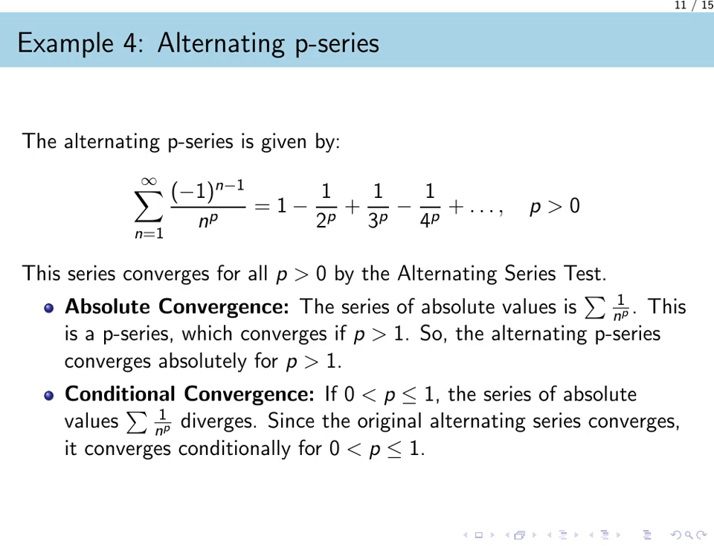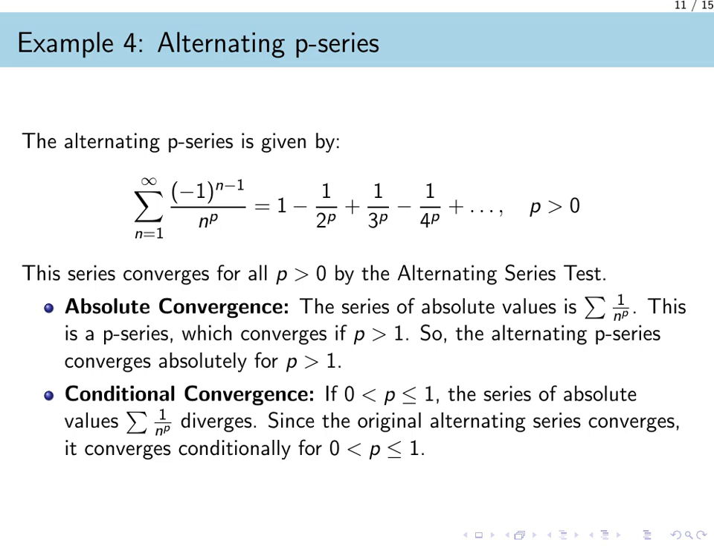Let us examine an important class of alternating series called the alternating p series, where the type of convergence is determined by the value of the exponent, p. The series is the sum of -1 to the power of n minus 1, all divided by n to the power of p. For any positive p, the terms decrease in magnitude and approach 0, so the series always converges by the alternating series test.